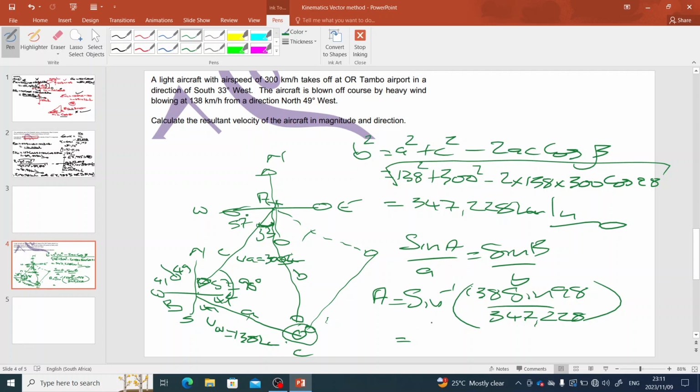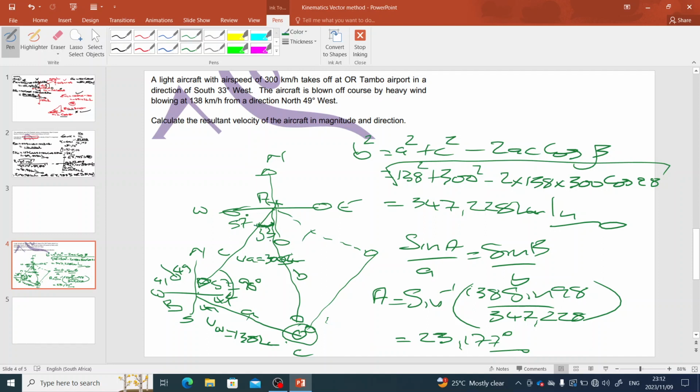Then our angle would be the inverse of sine, 138 sine 98, divided by 347.228, close bracket. Then I get my answer as 23.177 degrees. Now check this.